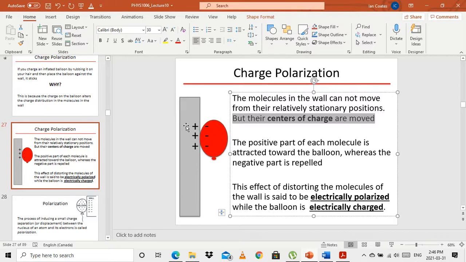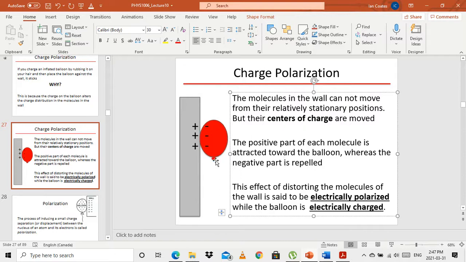Okay? Now, of course, the molecules can't move. What happens here is basically all the molecules kind of about face. They turn a different direction, and they polarize to accommodate this negatively charged balloon. The positive part of each molecule is attracted towards the balloon, whereas the negative part of the molecule is on the other side. So it does its best to accommodate. The effect of distorting the molecules of the wall is said to be electrically polarized, while the balloon is electrically charged. Like the balloon is its own beast.